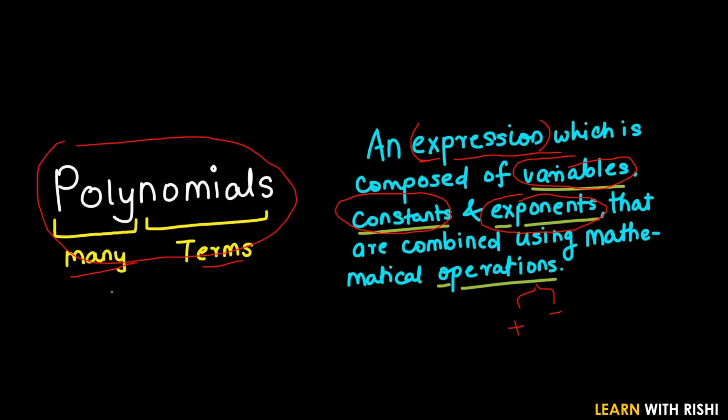Okay. Now these polynomials can have many terms. That's why it is a polynomial. Nomial means terms and poly means many. So these expressions have many terms. That's why they are under the category of polynomials. So the difference is, this is not an equation. In an equation, there are two expressions separated by an equal to sign. But here we have only one expression, which is composed of different variables, constants, exponents. And there are many terms in that expression. That's why it is known as a polynomial.